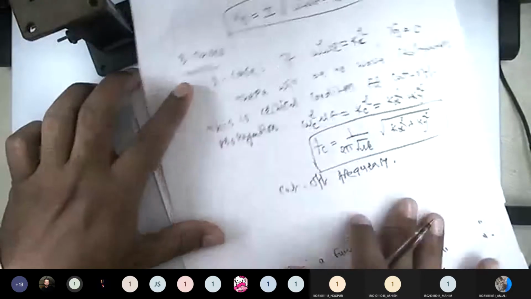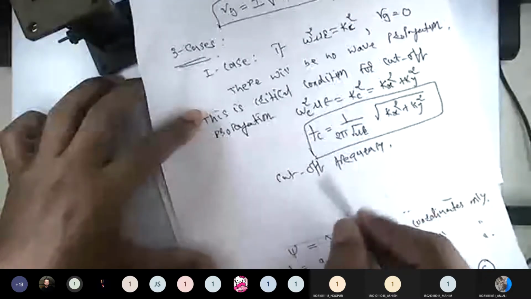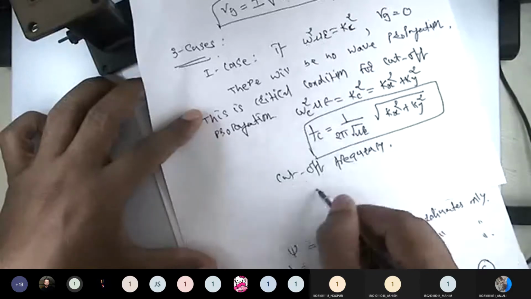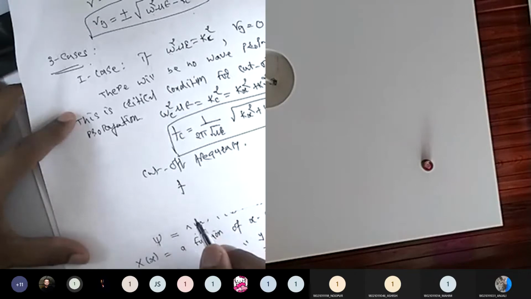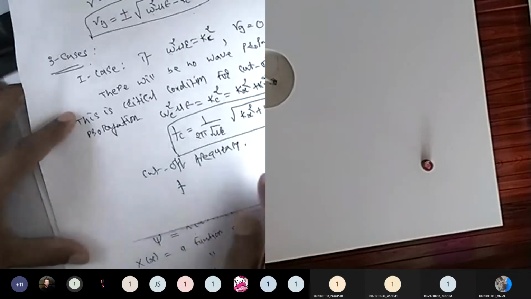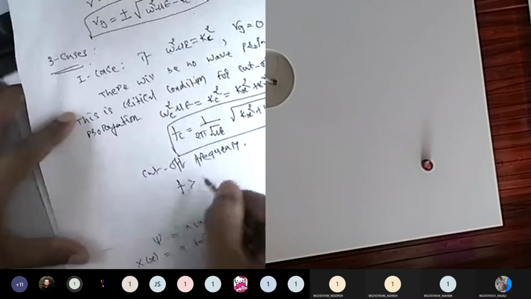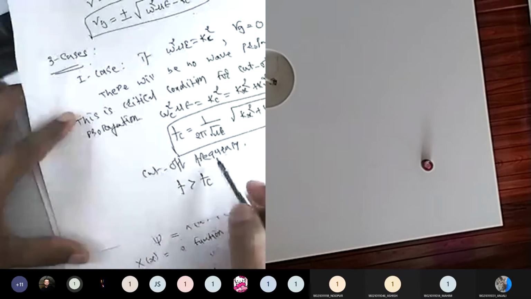So what does it indicate? It indicates that in a waveguide, if the operating frequency f is greater than fc, then only the wave can propagate.